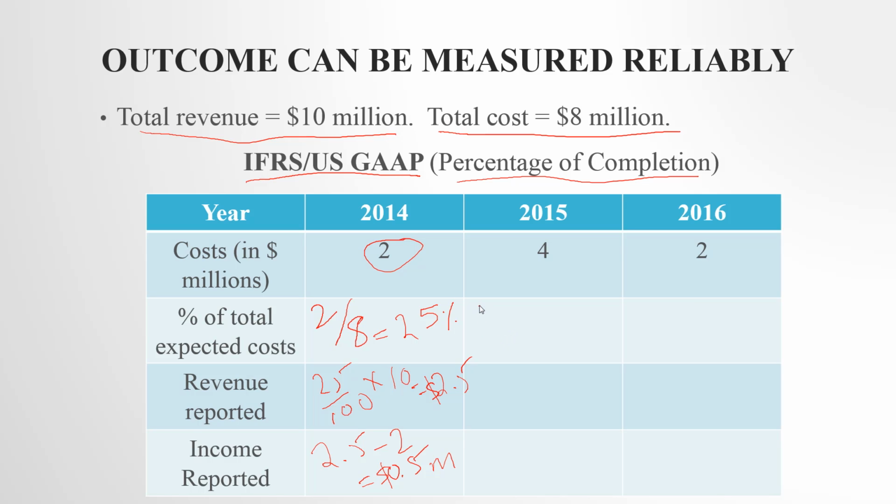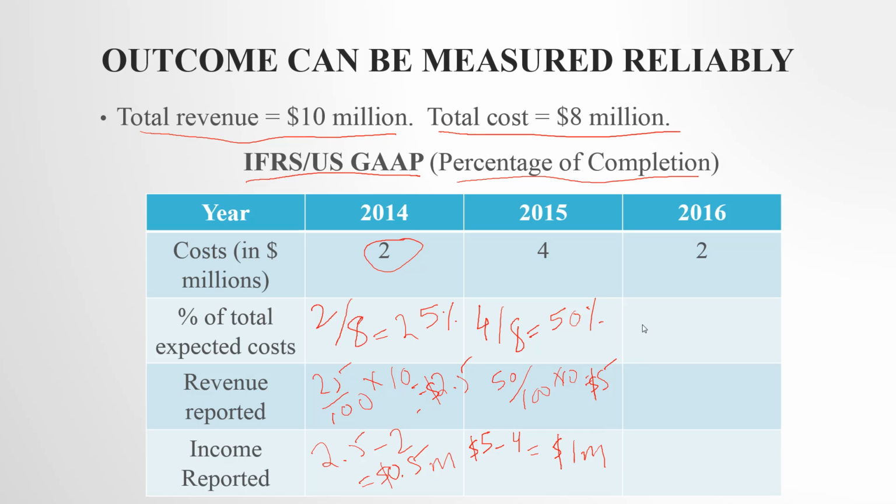In the next year, for 2015, we have 4 million of 8 million, which is 50% of total costs. Revenue would be 50% of 10 million, which is $5 million, and the total income would be 5 million minus 4 million, which is $1 million.